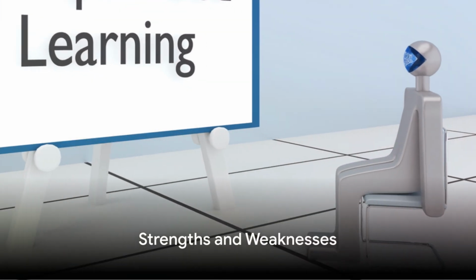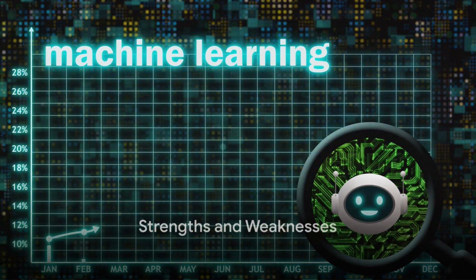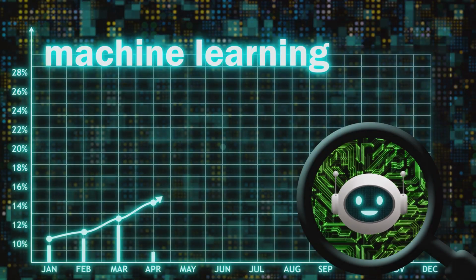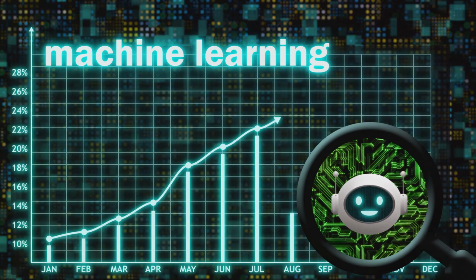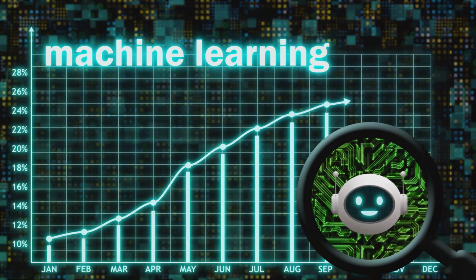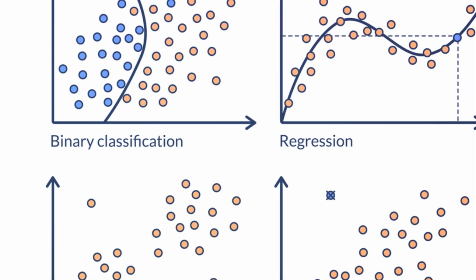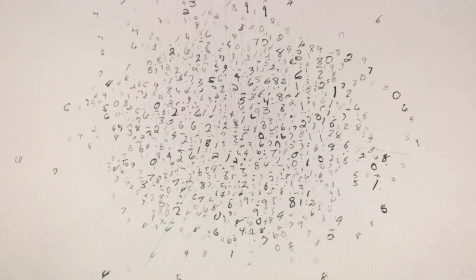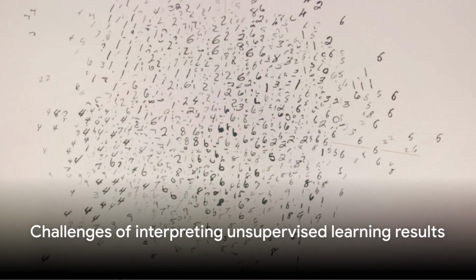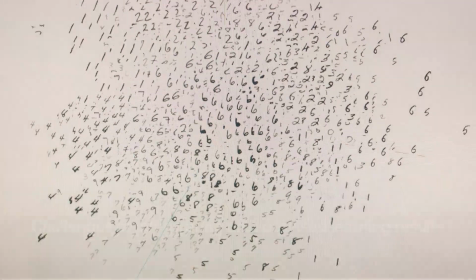Now, each approach has its own strengths and weaknesses. Supervised learning, with its clear guide, can be more accurate and reliable. However, it requires a lot of data, and that data needs to be correctly labeled. That's not always feasible. Unsupervised learning, on the other hand, can handle unlabeled data and can discover unexpected patterns or relationships. However, it can be more unpredictable, and its results may be harder to interpret.